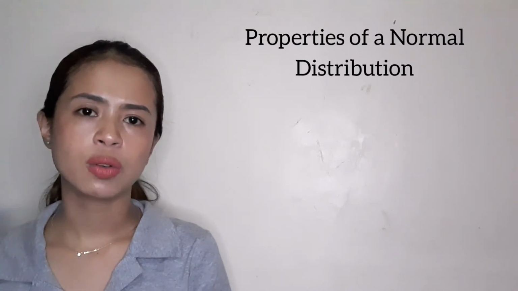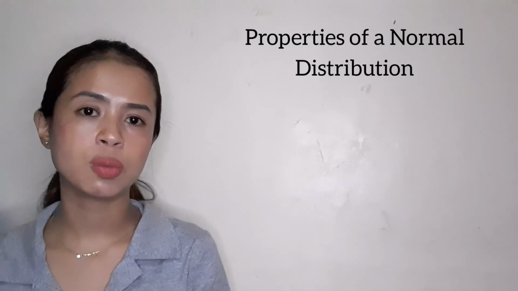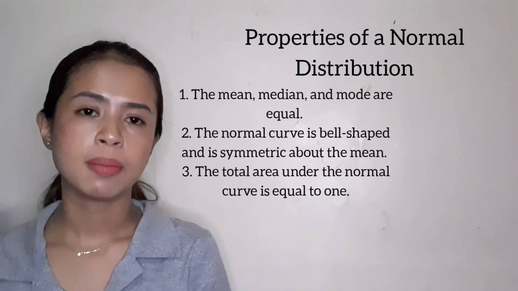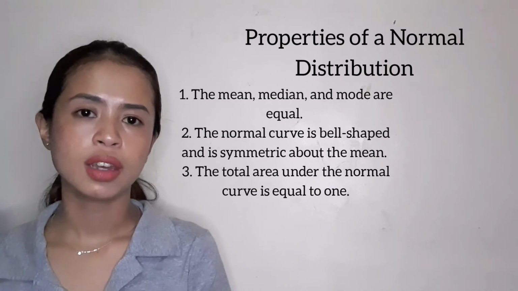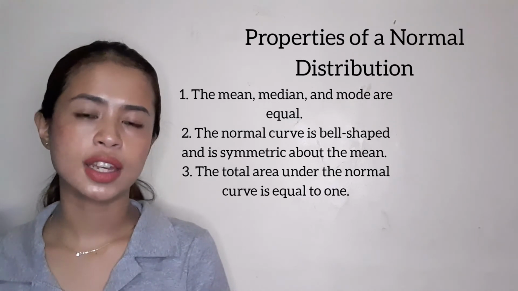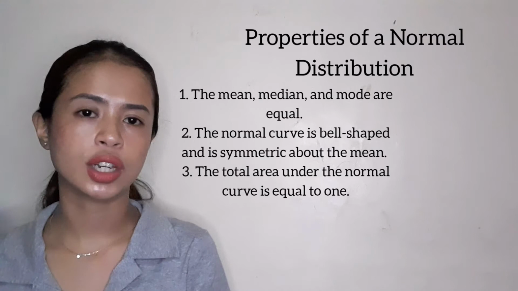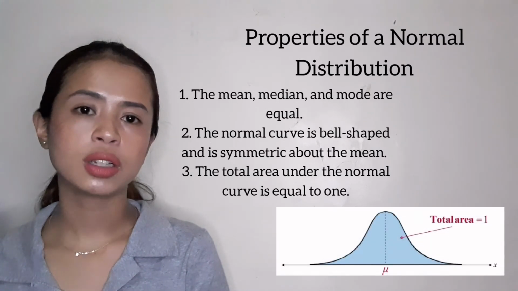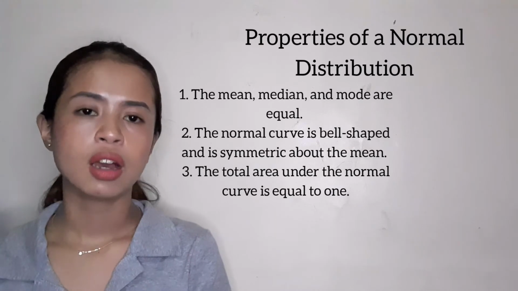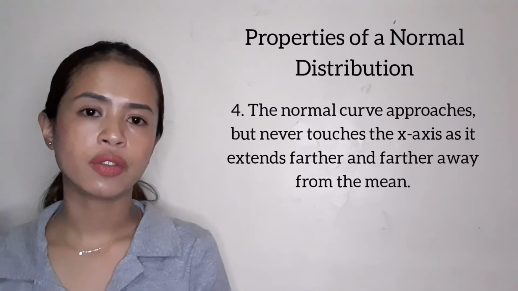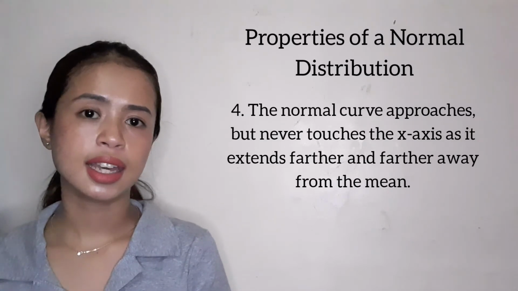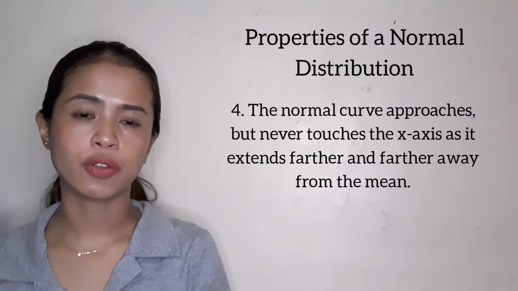So there are also other properties of normal distribution that you must remember. First, the mean, median, and mode are equal. Second, the normal curve is bell-shaped and is symmetric about the mean. Third, the total area under the normal curve is equal to 1. Fourth, the normal curve approaches but never touches the x-axis as it extends farther and farther from the mean.